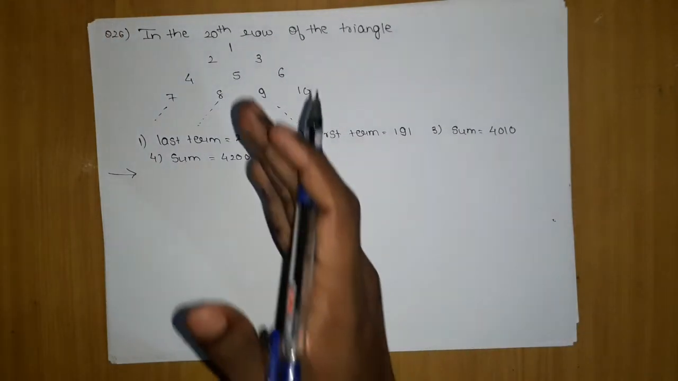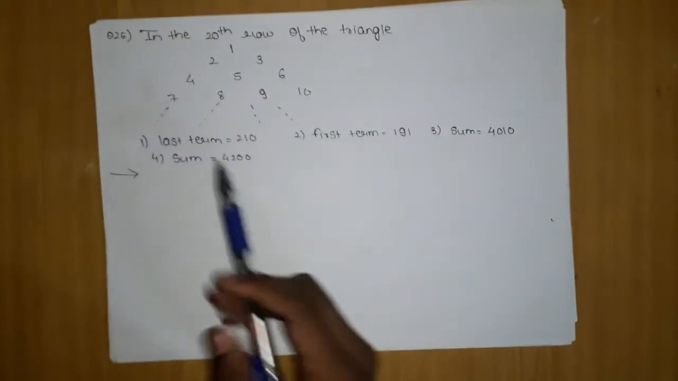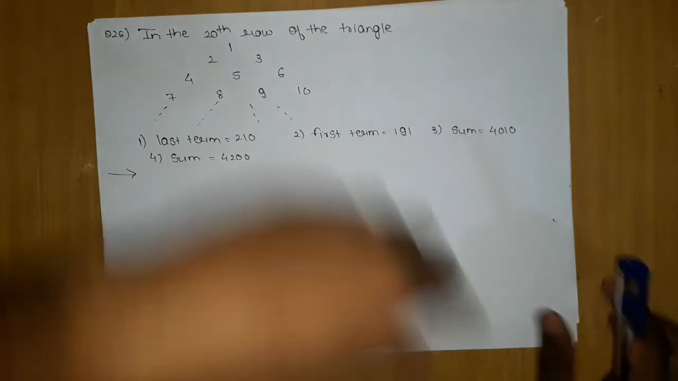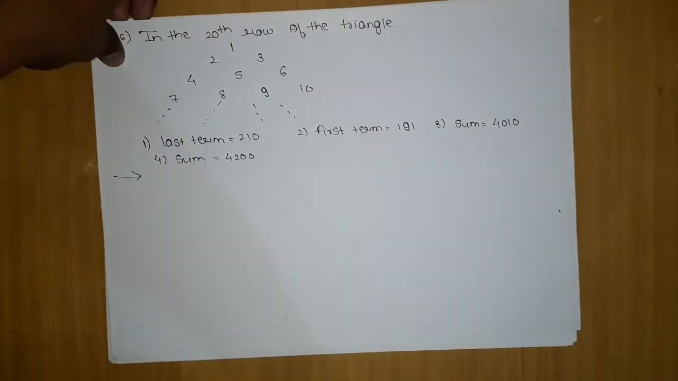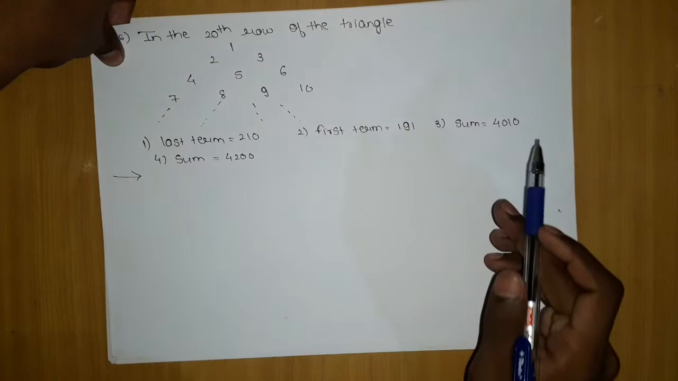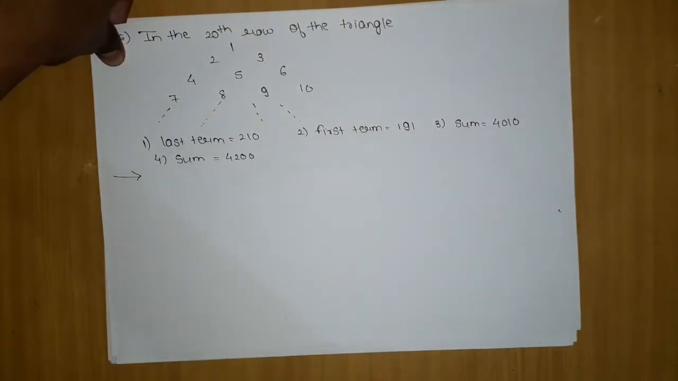A triangle is forming: 1, 2, 3, 4, 5, 6, and like this 7, 8, 9, 10. The first row, second row, third row, fourth row, like this. Now we want to find the last term of the 20th row. Understand the question: in the 20th row of the triangle, the last term is this, the first term is 1, and they are telling us that any one of these options can be true. It is very obvious.